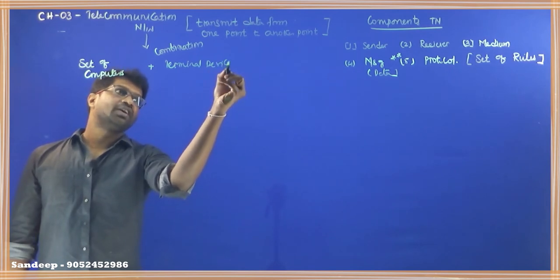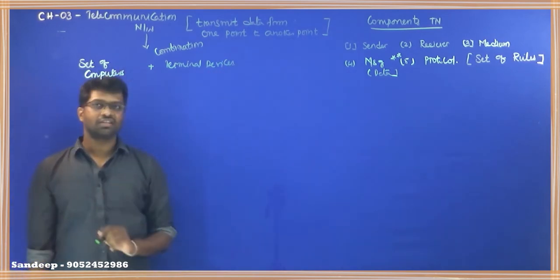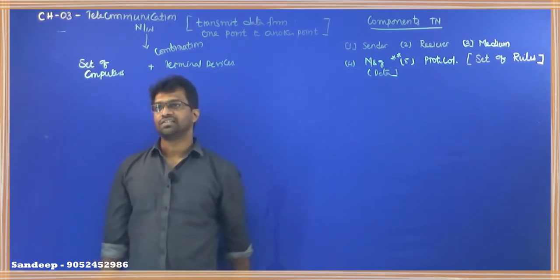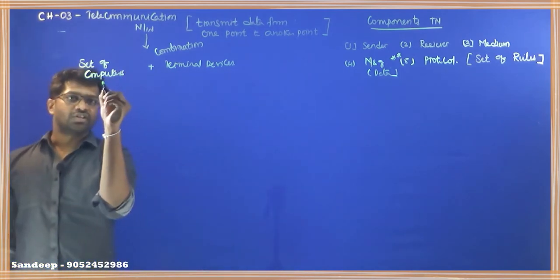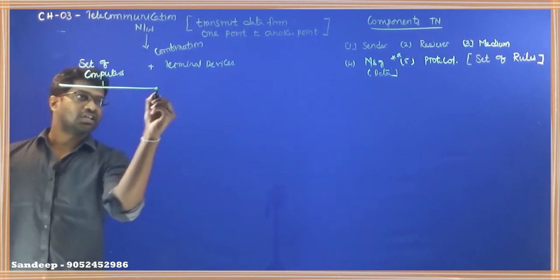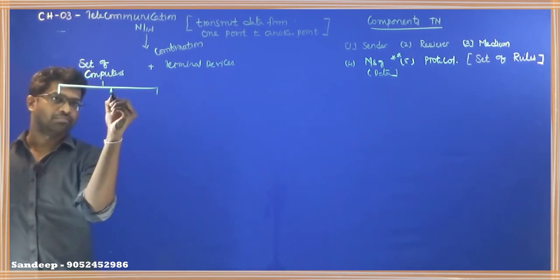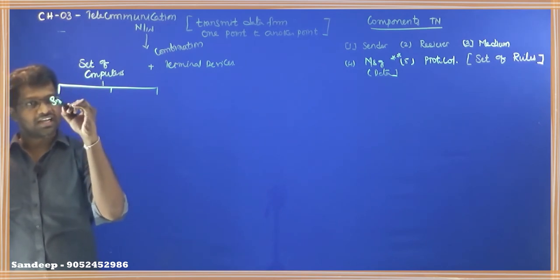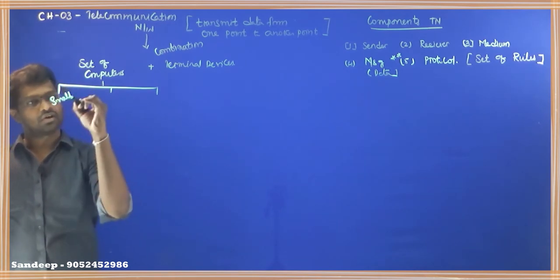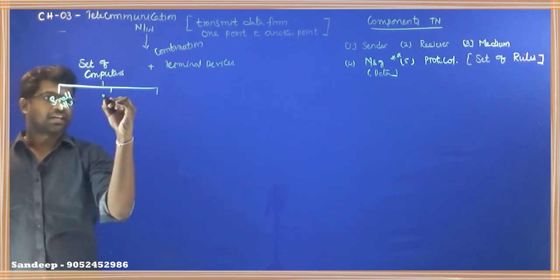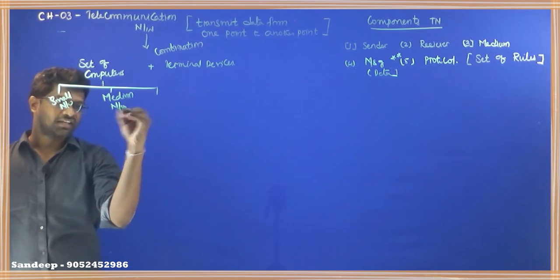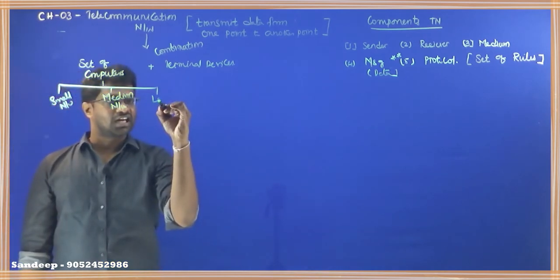So what do you mean by telecommunication network? It is nothing but a combination of a set of computers and terminal devices. Now what do you mean by a set of computers? These sets of computers can be classified into three categories. First one is called a small network. Second one is called a medium network. And third one is called a very large network.